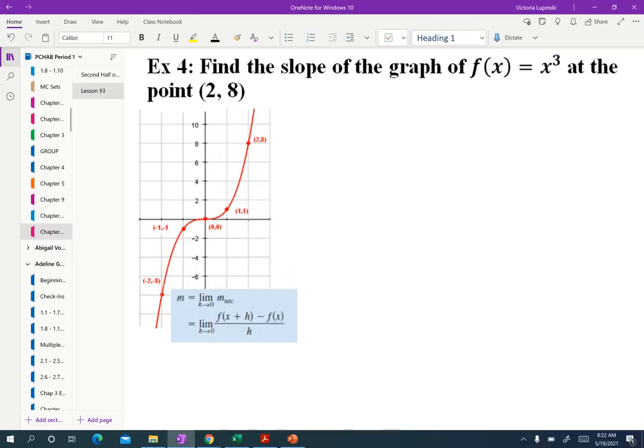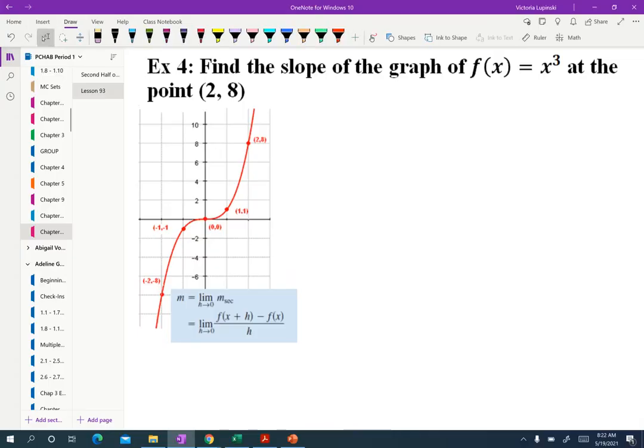Right, so here in the next example, they're asking you to find the slope of the graph of x cubed at the point 2, 8. So again, I have a little picture for you. Just so you know, the point 2, 8, if they had only given you the value x equals 2, you would have to actually find the value of 8. And by doing that, you would, of course, just plug it in to the x cubed.